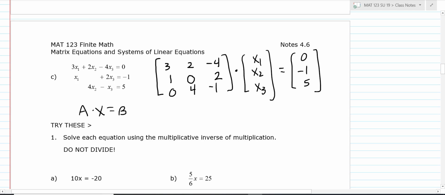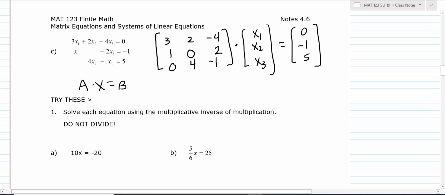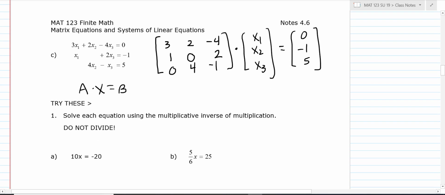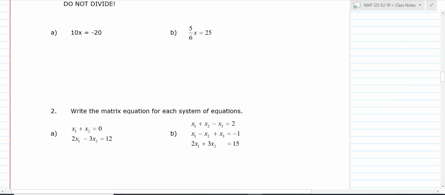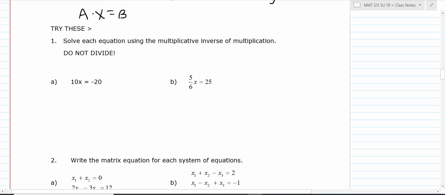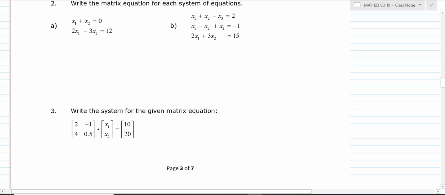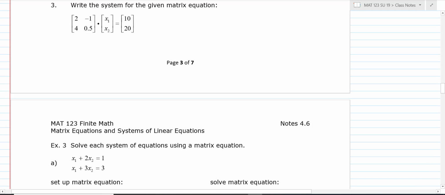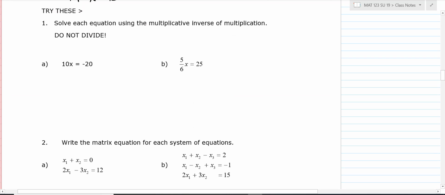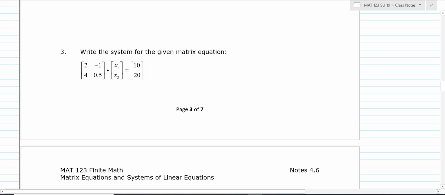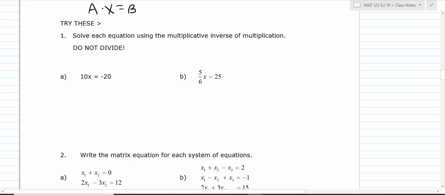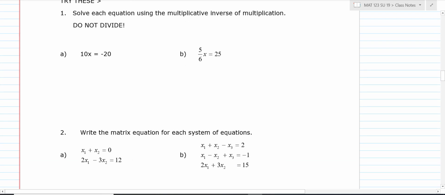All right, so that's pretty simple to do. It's just learn how to put a system in what we call a matrix equation. That's the way that has to look. Okay, so what I'm going to have you do is pause the video, do these problems. Problems 1 through 3, just go to the bottom of the page. Once you're done at the bottom of the page, you can resume the video and see if you got everything right. Okay?